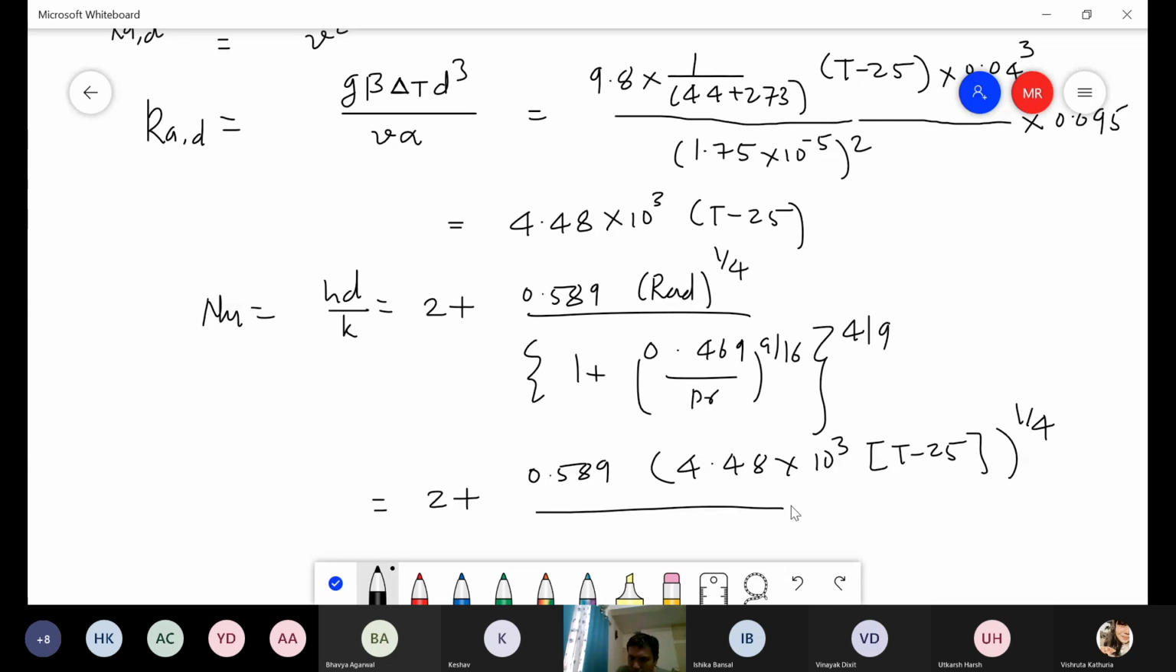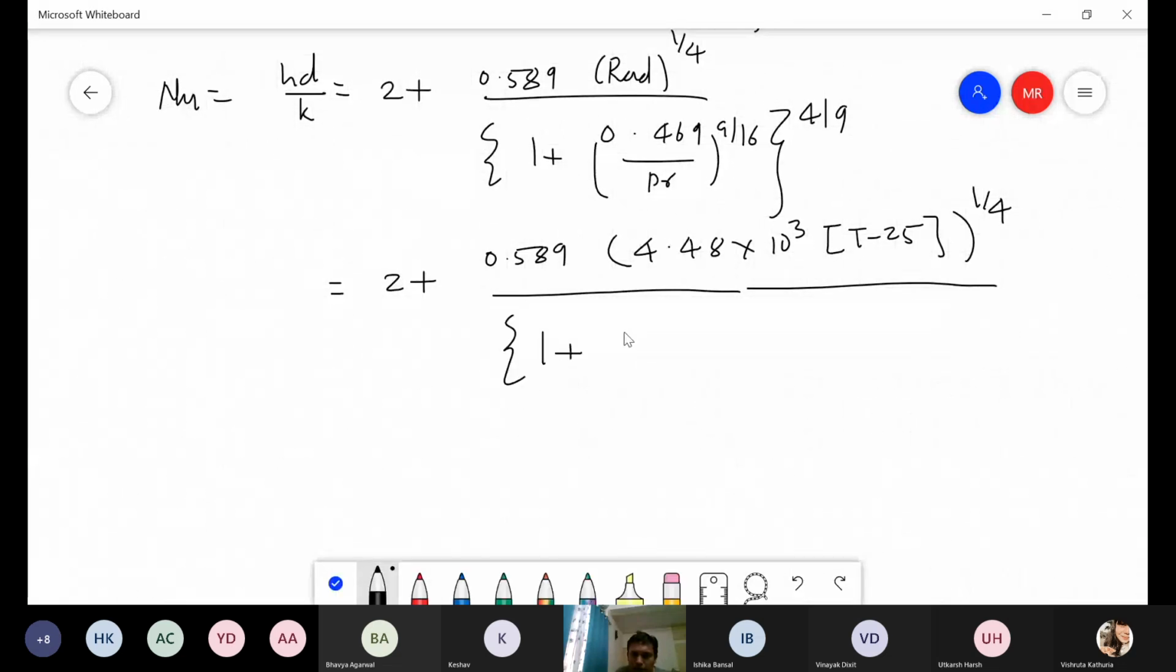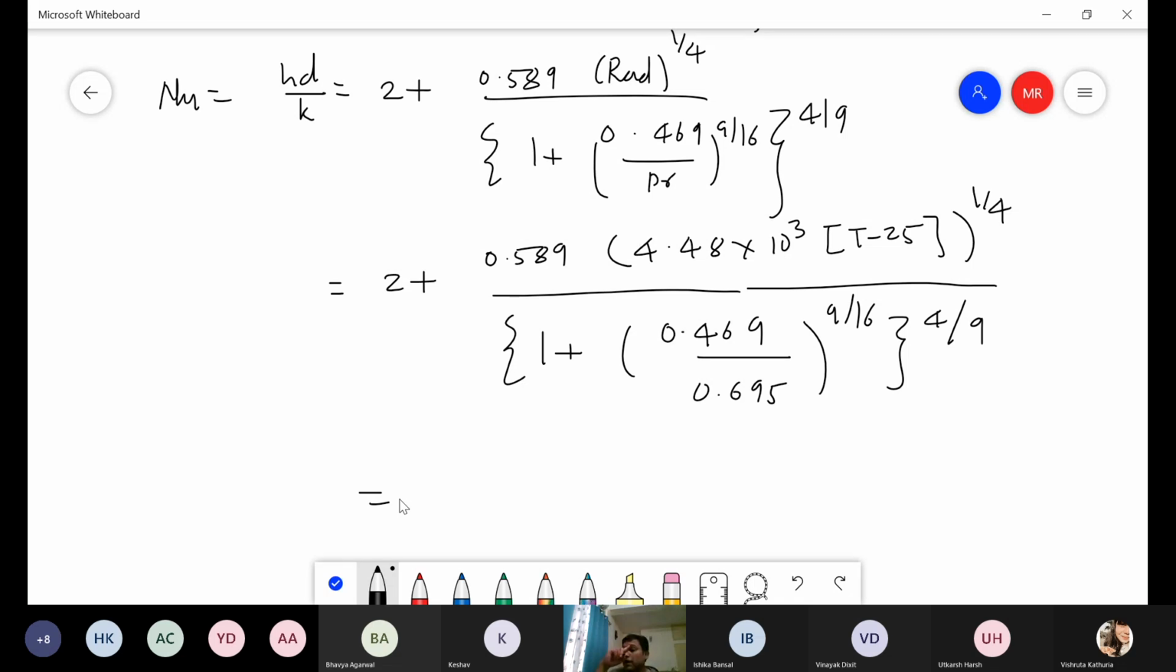divided by 1 plus 0.469 divided by 0.6959 by 16. Entire thing is to the power 4 by 9. So calculate this value. So what I have got is this.